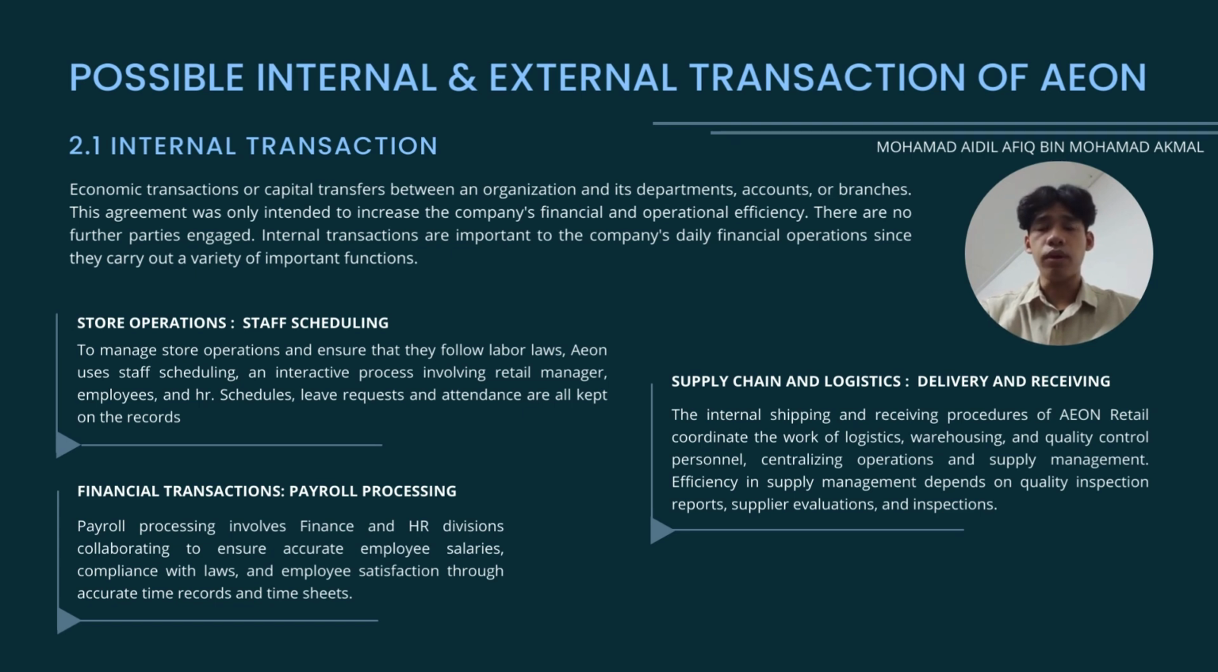And then the second point, which is supply chain and logistics, delivery, receiving. This point explains the internal shipping and receiving procedures of Aeon Retail, which coordinate the work of logistics, warehousing and quality control personnel, centralizing operation and supply management. Efficiency in supply management depends on quality inspection reports, supplier evaluation and inspection.